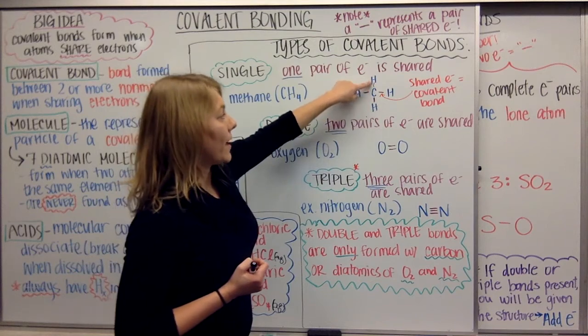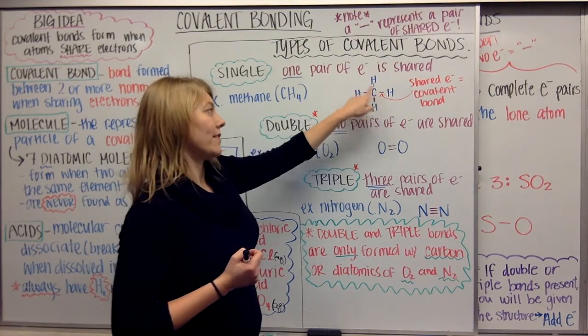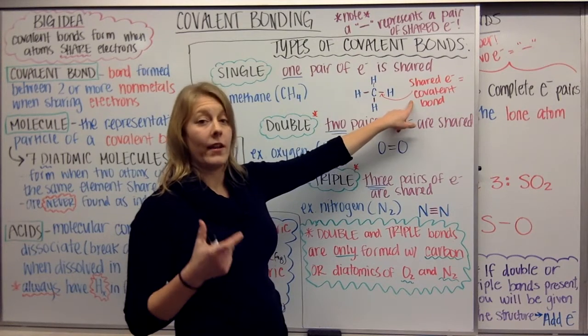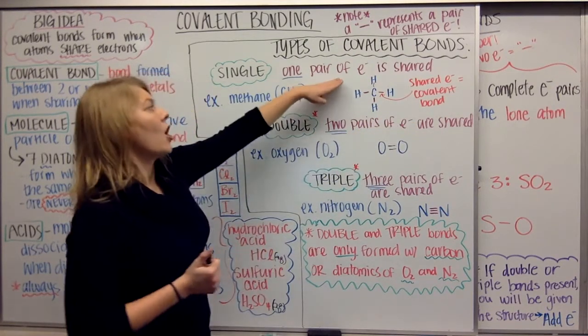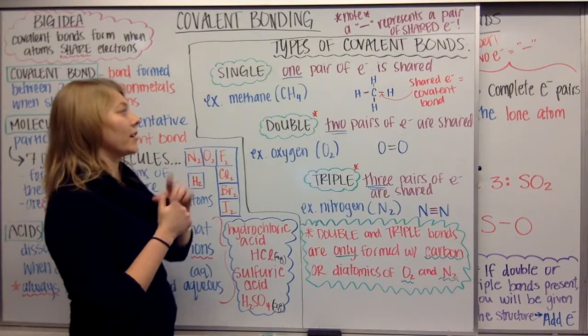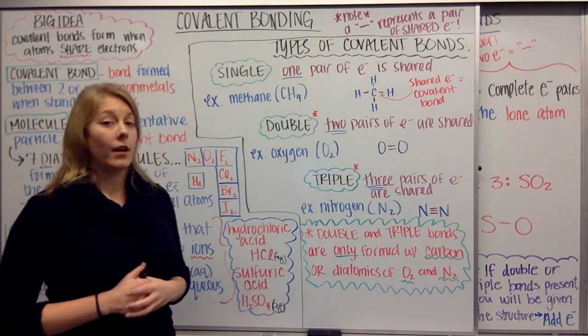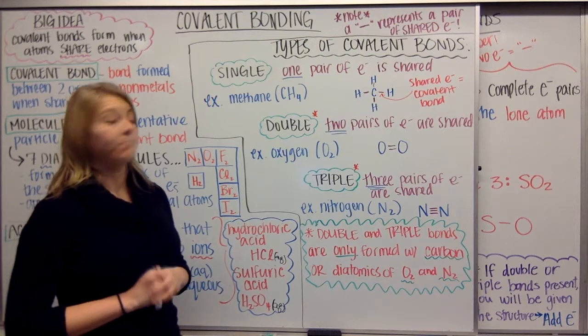One is coming from the H, one is coming from the C. All right, so that's what these lines mean. A shared electron is a covalent bond. All right, so one pair of electrons is being shared. CH4, we see there are 4 single bonds in CH4, in methane.